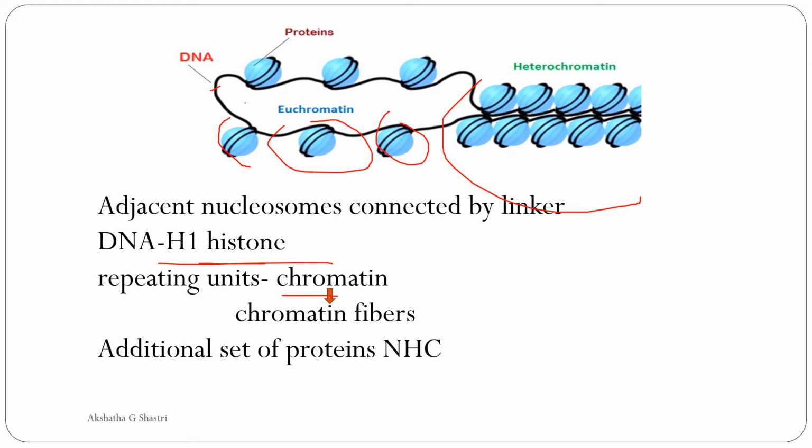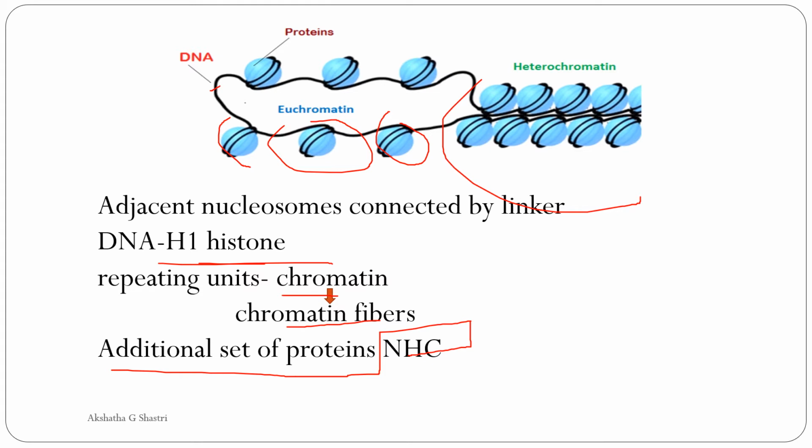And coming to the chromatin, this chromatin is packed to form fibers called chromatin fibers. So these chromatins are packed to form fiber-like structures called chromatin fibers. Okay, and packaging at the higher level requires an additional set of proteins, and they are called non-histone chromosomal proteins.